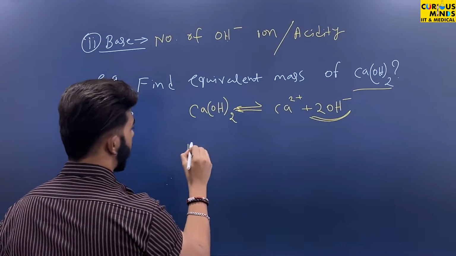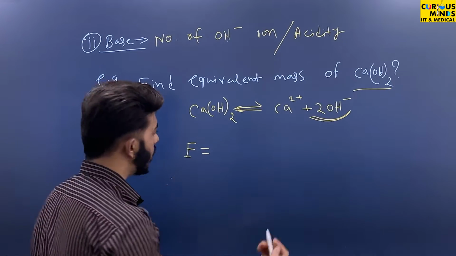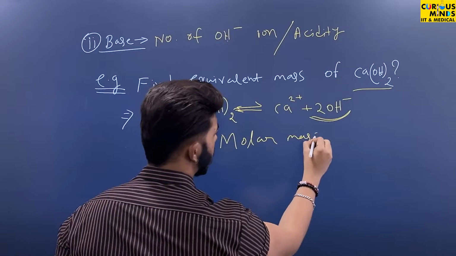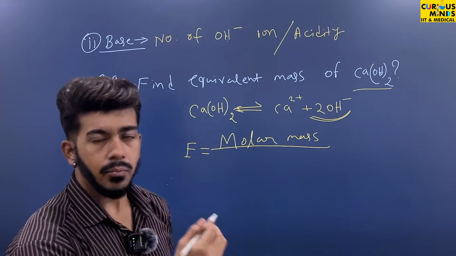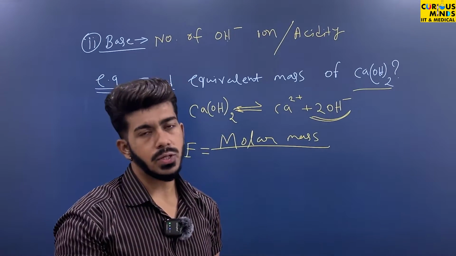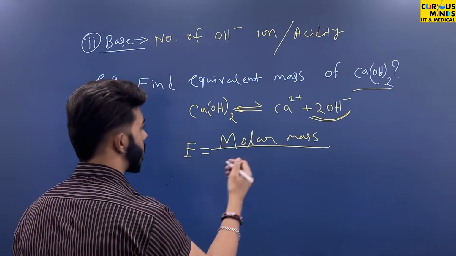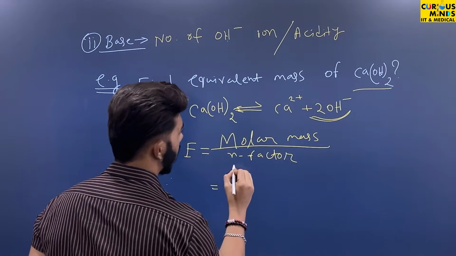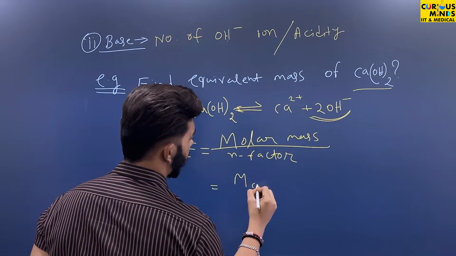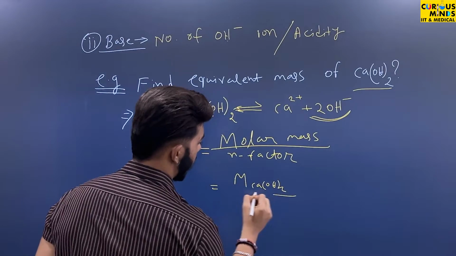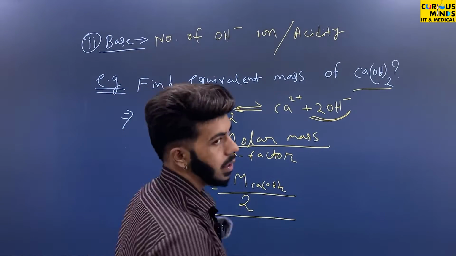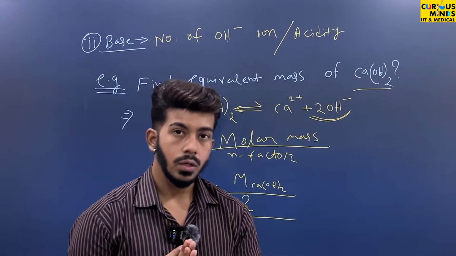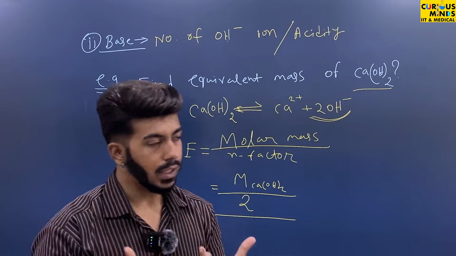Now, if I find the equivalent weight or equivalent mass, that will be nothing but the molar mass over N factor. You can find the molar mass from this: calcium plus 2 times oxygen plus 2 times hydrogen. In this way, you can solve this. So what is the N factor? 2. So it will be the molar mass of calcium hydroxide upon 2. This will be the equivalent mass of calcium hydroxide, right? Now we are done with acid, we are done with base, how to find the equivalent mass.